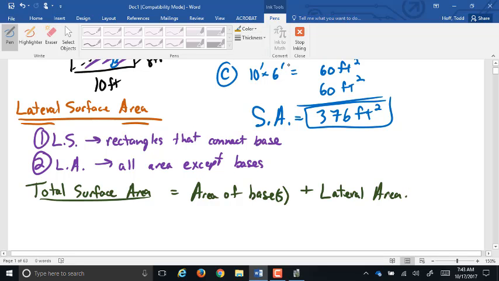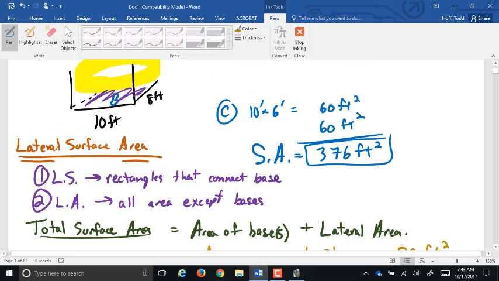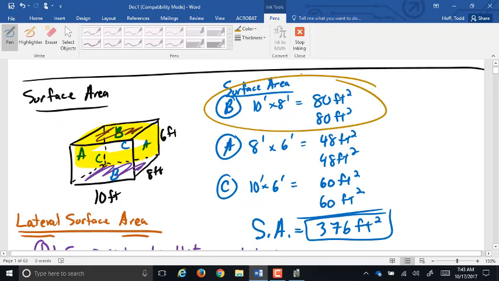Well, the area of the base of this thing we've already done. The area of the base was 10 feet by 8 feet. That's 80 square feet. And there were 2 of them, so we had to add that in twice. Well, that was just our first 2 calculations up here, right? Our first calculation, our first 2 areas.